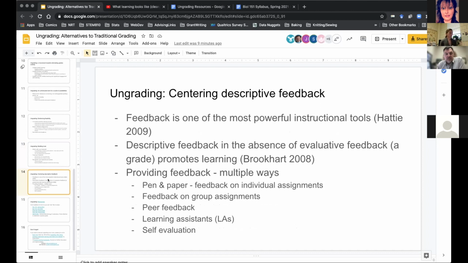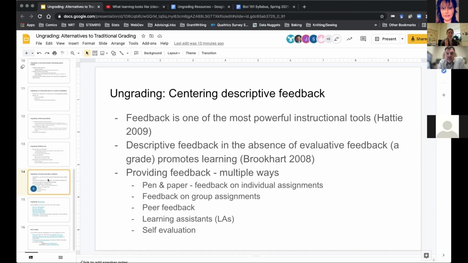And Brookhart's 2008 piece found that descriptive feedback, which is feedback that's just words, just telling students, here's what's missing, here's where you could add or extend, here's what's incorrect, here's what's good, right, is a good tool for promoting learning, whereas evaluative feedback, that's the feedback that puts a grade on it, is demotivating to learning. And in fact, you want to give students descriptive feedback in the absence of evaluative feedback. So feedback, no grades.